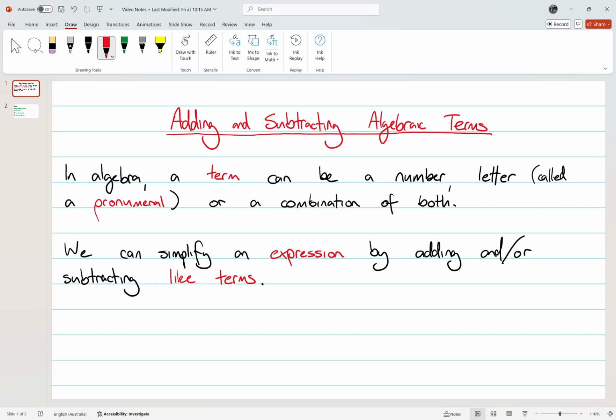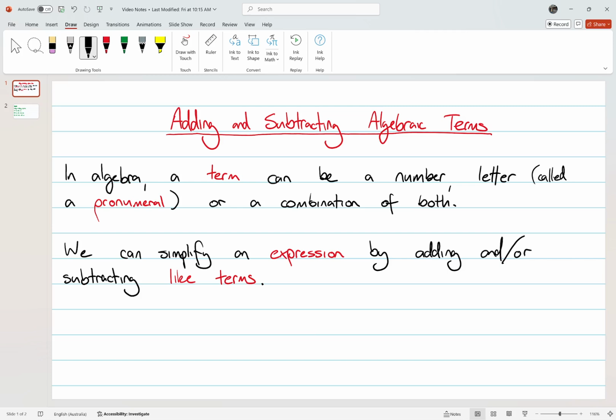Hi everyone, this video is about adding and subtracting algebraic terms. So in algebra, a term can be a number, a letter, which in algebra we call a pronumeral, or a combination of both. We can simplify an expression, being a collection of terms, with addition, subtraction, multiplication, division, anything like that. So it's kind of like a sentence of terms, by adding or subtracting the like terms.